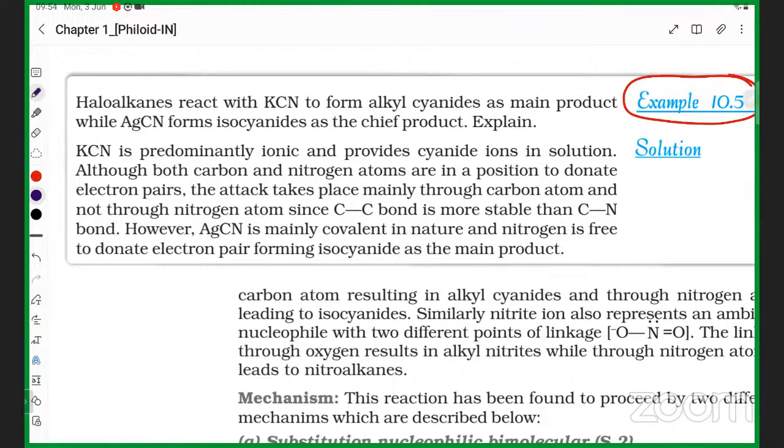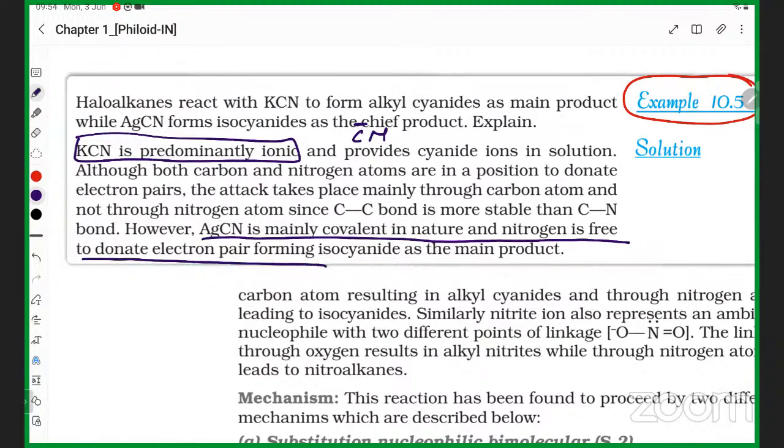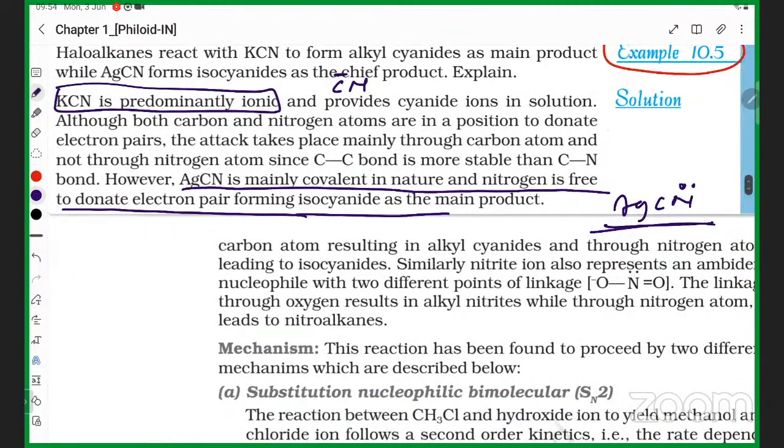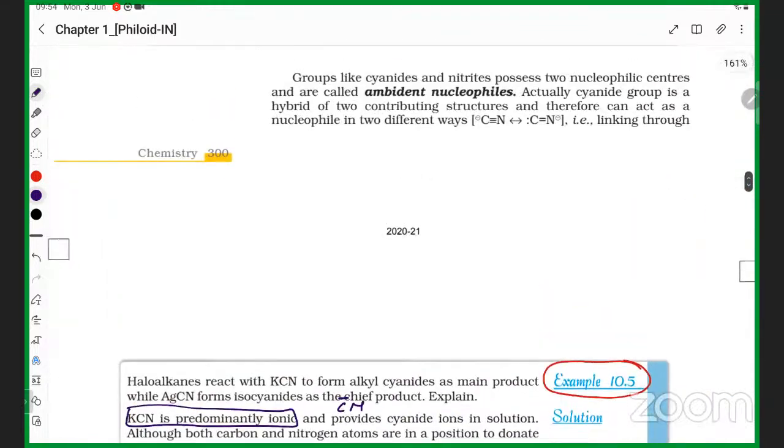Yes, sir. KCN, they are saying this is ionic, so it will give the cyanide ion, CN minus, with the negative charge on the carbon. But in AgCN, which is mainly covalent in nature, nitrogen is free to donate an electron pair, forming the isocyanide. So in AgCN the attack is from the lone pair of nitrogen, because it is not going to ionize. Okay? Yes or no?